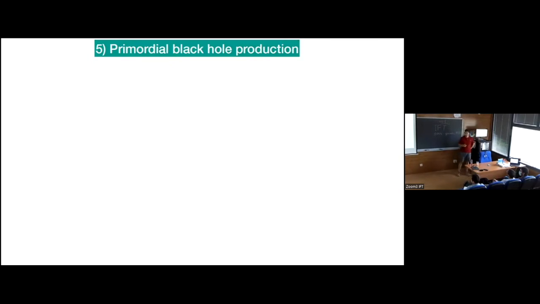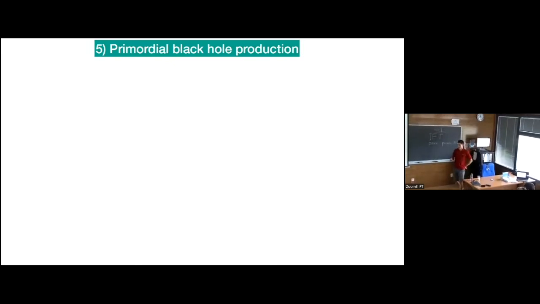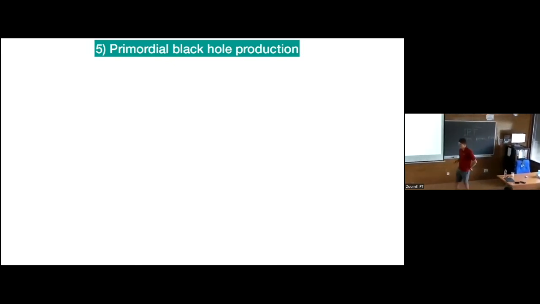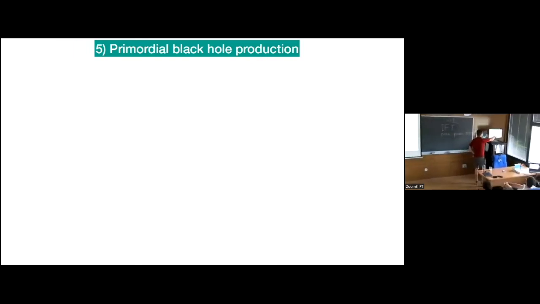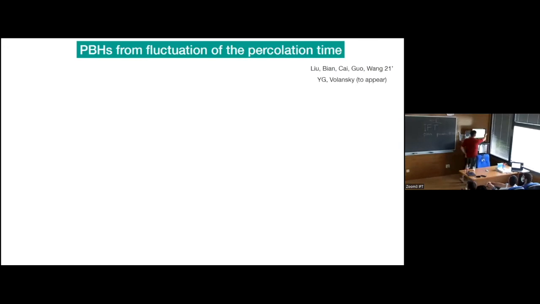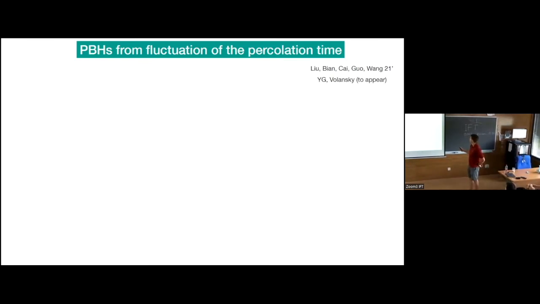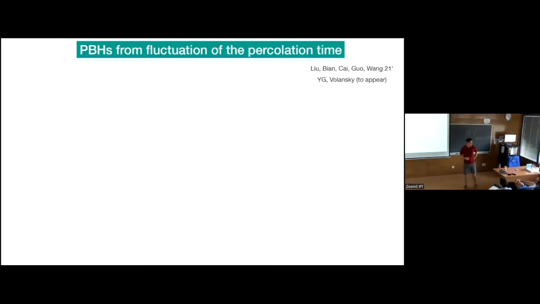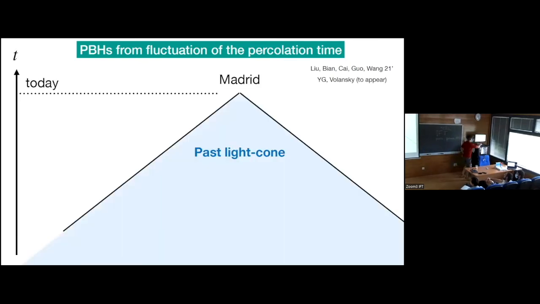So now I move to my talk after this short introduction. How to produce primordial black holes with a bubble. So this idea is not from us, unfortunately. I have to give credit to that group. I think it's a very clever idea. I'm a big fan of it. So the idea is to use a fluctuation of the percolation time to produce PBH.